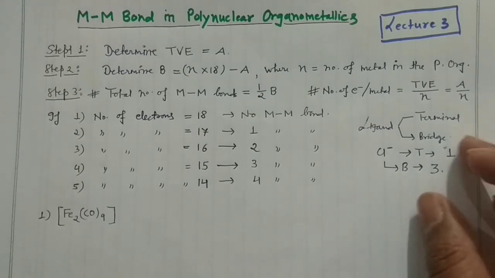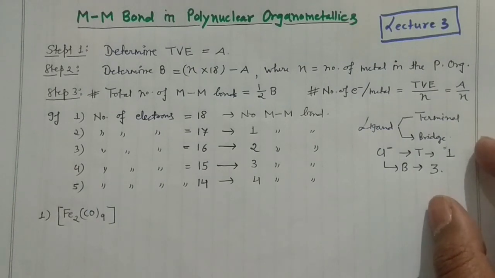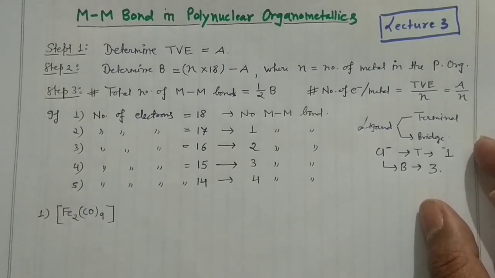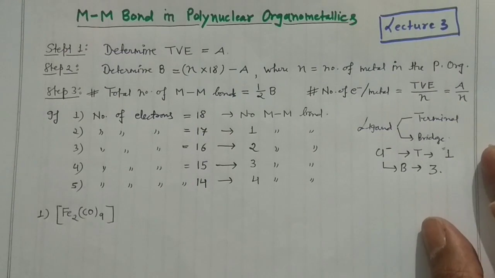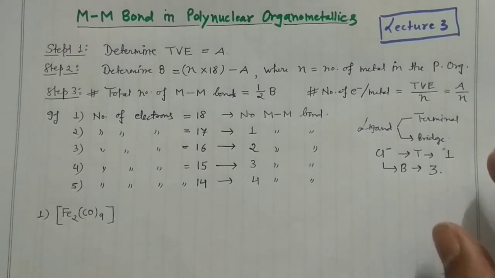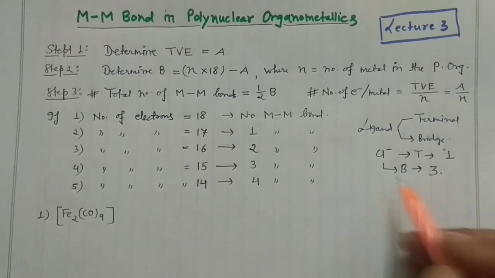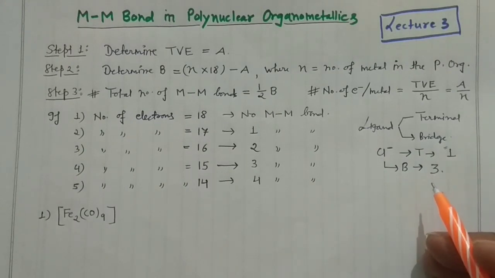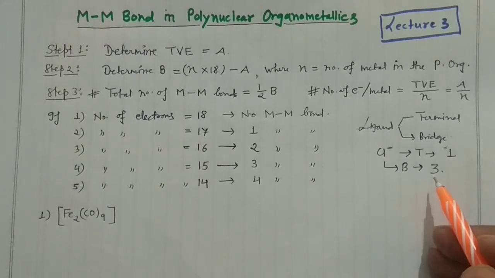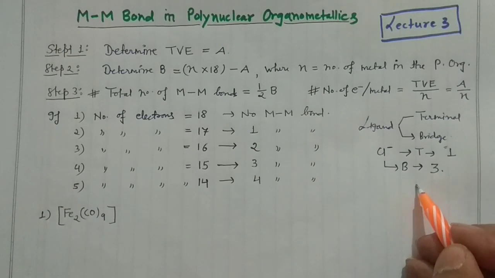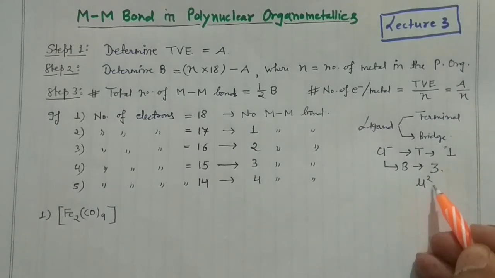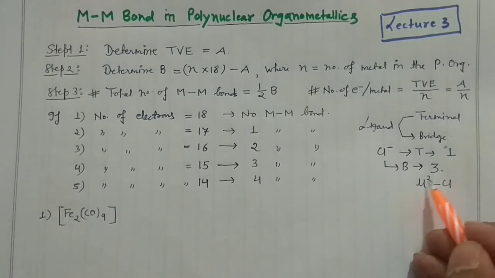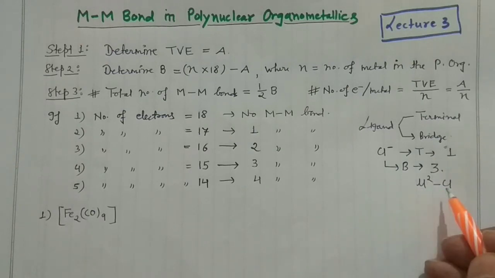However, I will explain these things in each and every type of example. But you need to know how this is connected. So when it forms only one bridge, it will contribute 3 electrons. And one bridge means you can write this as mu2-Cl. Mu2-Cl means it is connecting the two metals. So in that case it will contribute 3 electrons.